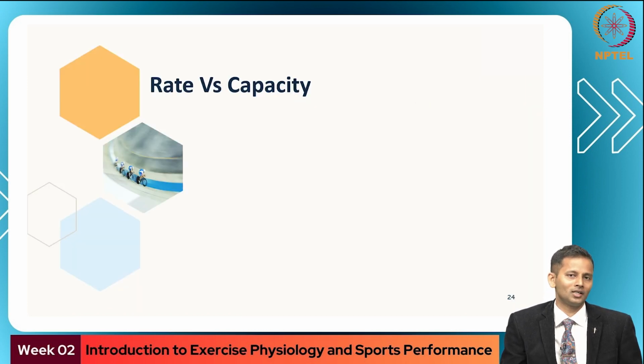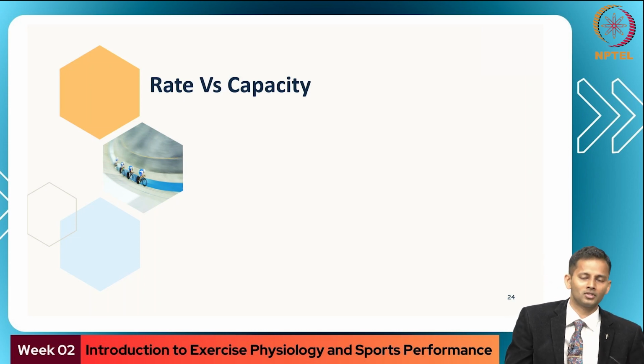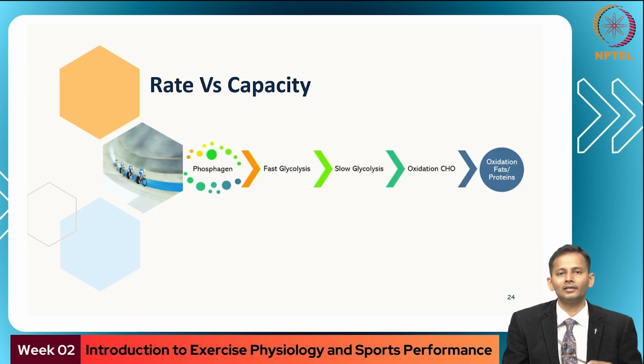Though I've said that with duration, first the phosphagen, then the fast glycolysis, then the oxidative system, it doesn't happen like that. They're all interdependent and depend on various other factors. Each one of them contributes at various levels. So it again depends on the rate and the capacity.